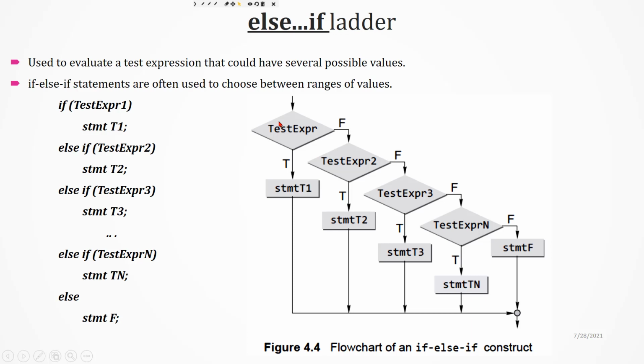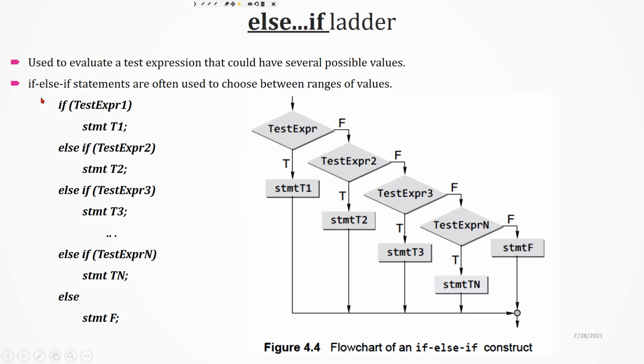Okay, next is else if ladder. So it is used to evaluate a test expression that could have several possible values. If else if statements are often used to choose between ranges of value. So it is not similar to nested if else. First some condition will be checked. If it is false, again some condition will be checked. Again if it is false, some other condition will be checked. So if no conditions are matched, we have some other else statement, and that statement will be executed.